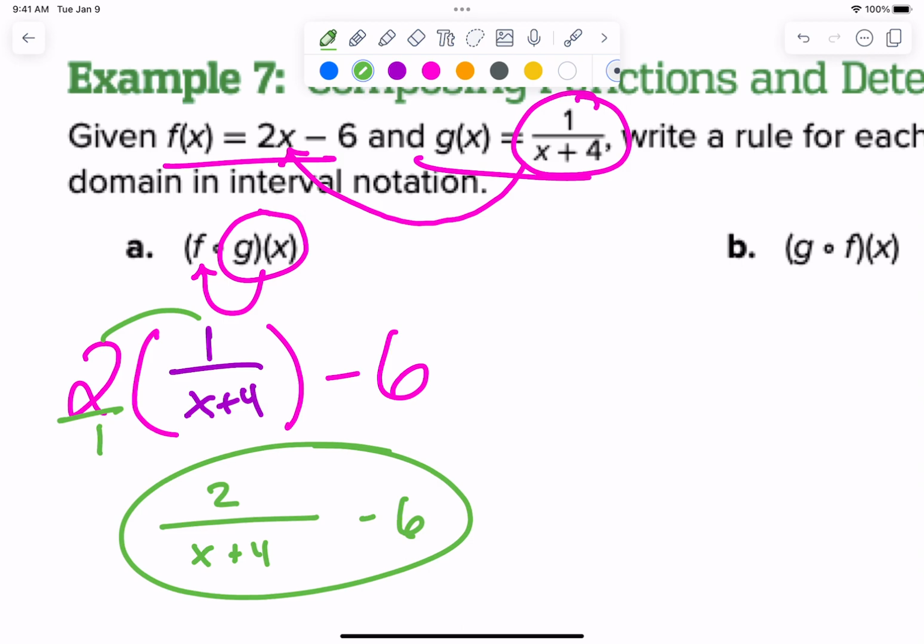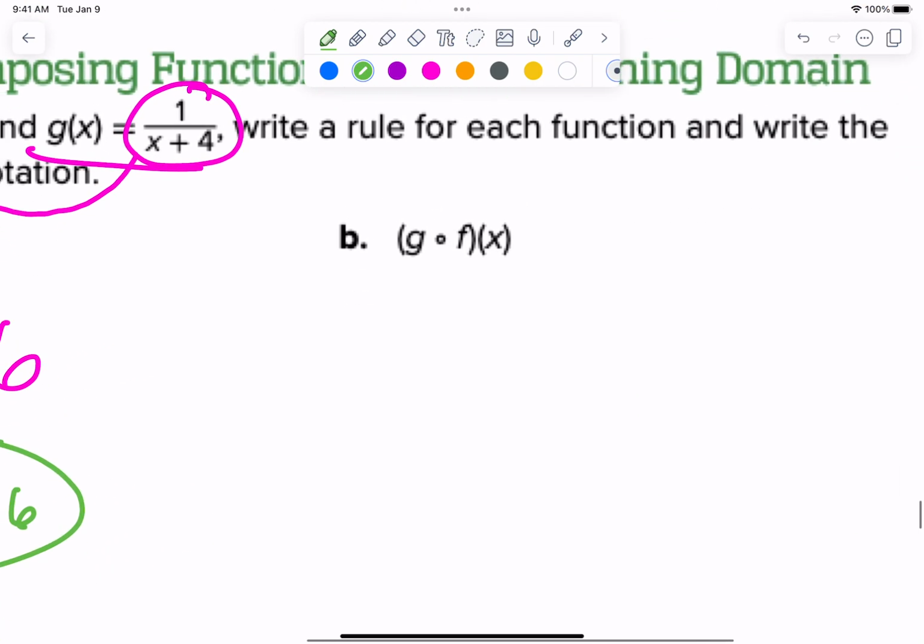Got it? So, everybody listen to this really quick. When you plug a number in, your answer is a number. We got numbers up above. If you have an x that you're plugging in, or you're leaving it as an x, you're going to have an expression. You're going to have x's in your answer, right? Does that make sense?